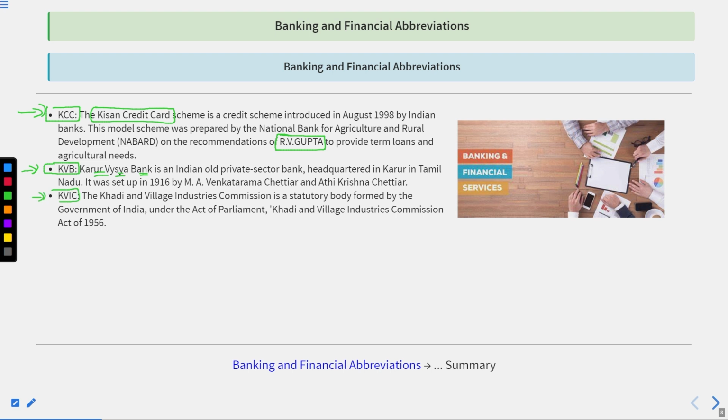KVIC, the Khadi and Village Industries Commission, a statutory body formed by the Government of India under the Act of Parliament, the Khadi and Village Industries Commission Act of 1956.